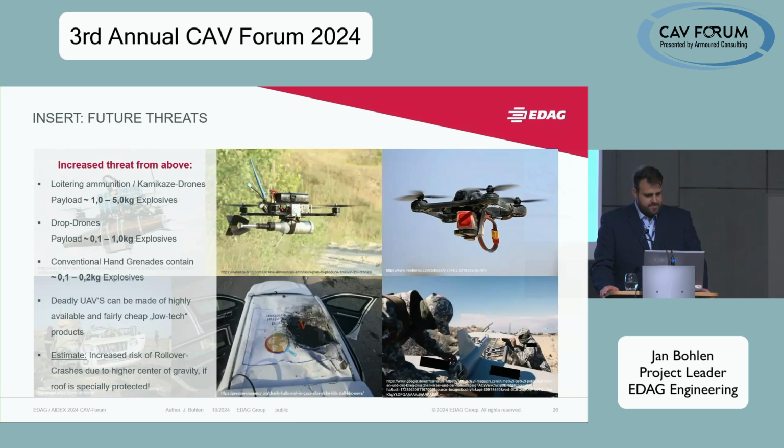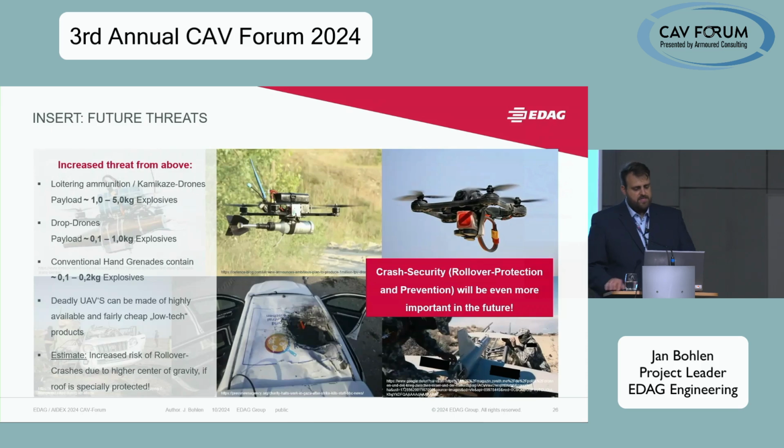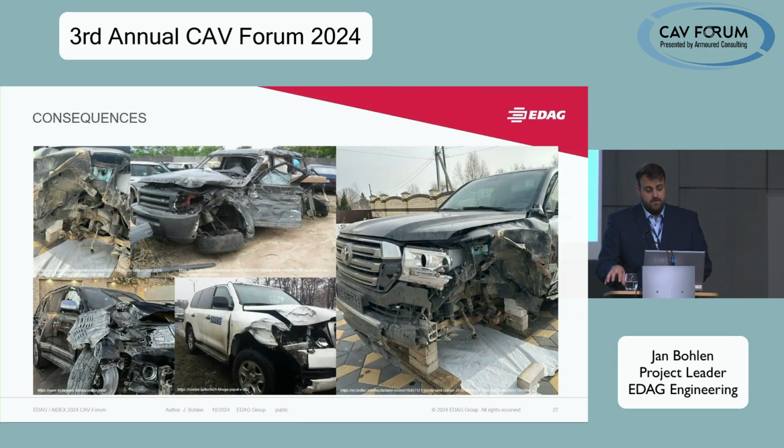So our estimate is, if we are taking countermeasures, we of course will raise the center of gravity, and therefore we have an increased risk of rollover crashes in the future if we adapt to that. And that leads to the fact that crash security and especially rollover protection and prevention will be even more important in the future. So this is a huge issue today, and it will be an even more threatening issue in the future.